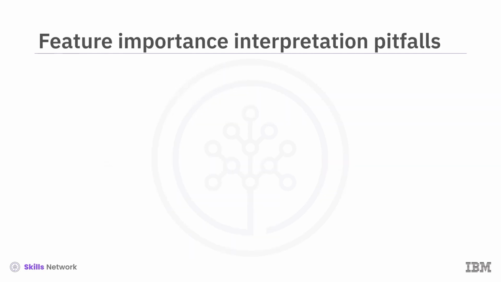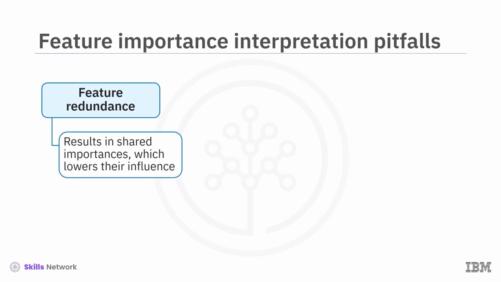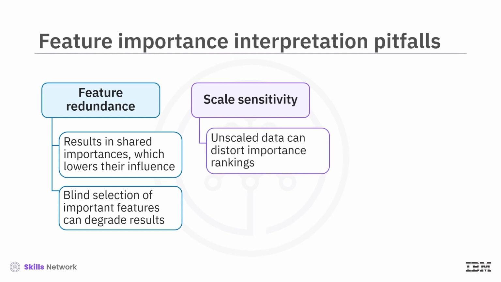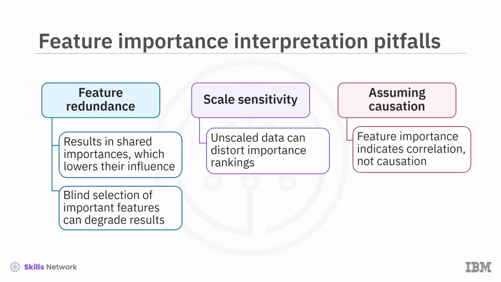Understanding some common pitfalls in assessing feature importances provided by a trained machine learning model is essential. Highly correlated or redundant features used in modeling result in shared importances, which lowers their apparent influence. Further, blindly selecting what seems to be the most important features to use in subsequent modeling can cause a significant feature to be selected to degrade your results. Some algorithms, like linear regression, don't naturally account for the scale of features, so unscaled data can distort importance rankings. Feature importance indicates correlation, not causation. Important features don't necessarily drive outcomes.